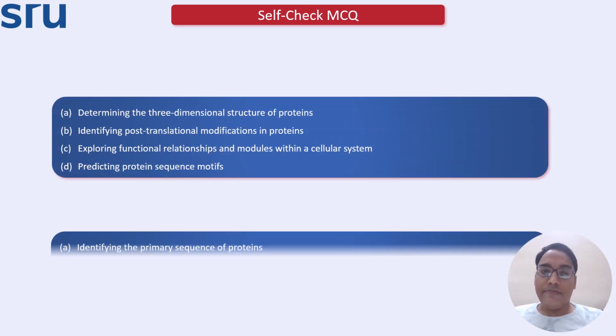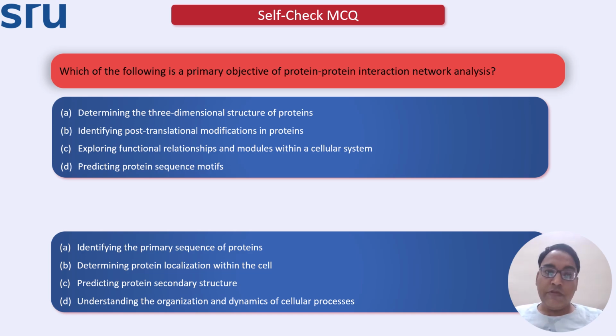Now we'll do the concept check. Which of the following is a primary objective for protein-protein interaction network analysis? Determining the 3D structure? Of course not. Identifying post-translational modifications? This is not the right answer. Exploring functional relationships and modules, meaning functionally connected modules in a cellular system. Of course, it makes sense. And predicting protein sequence modules. This is not the right answer. Option C is the right answer.